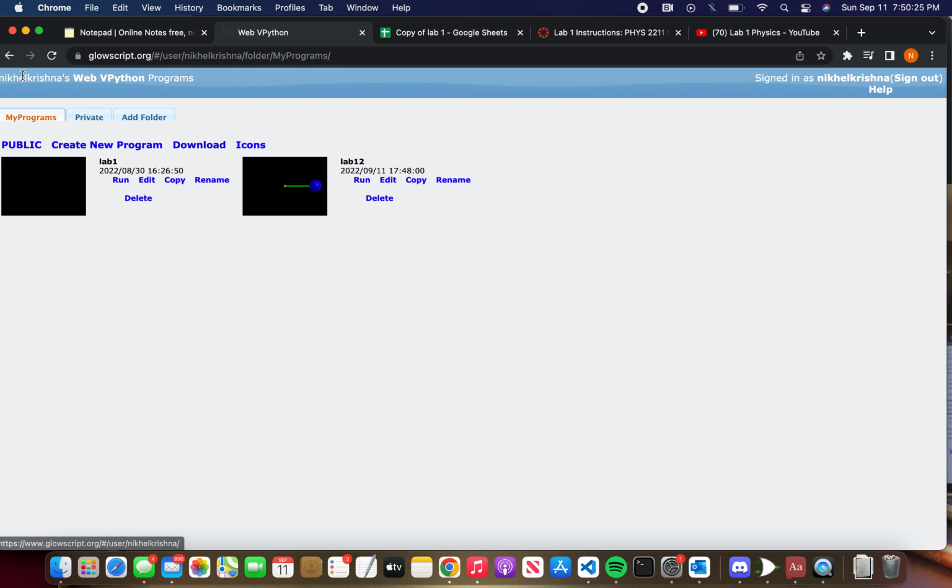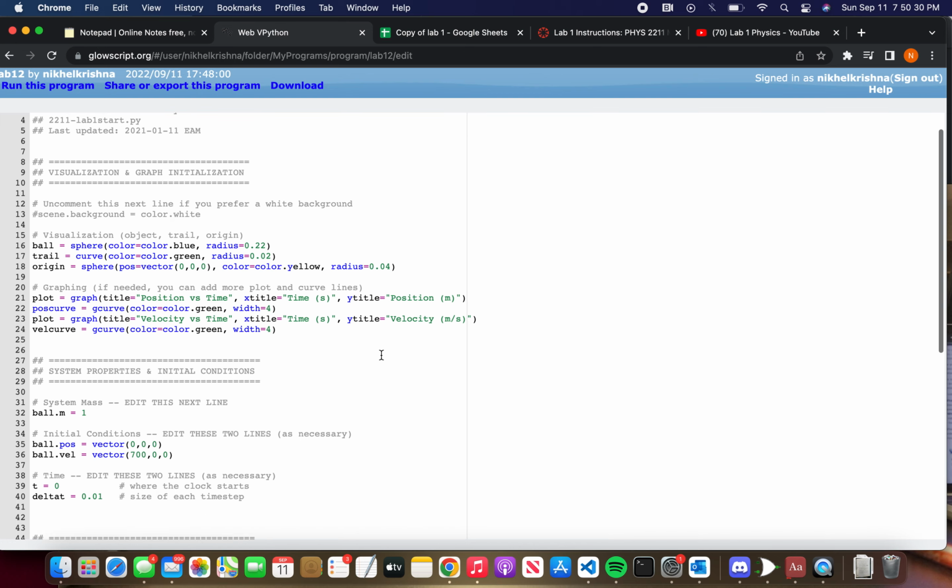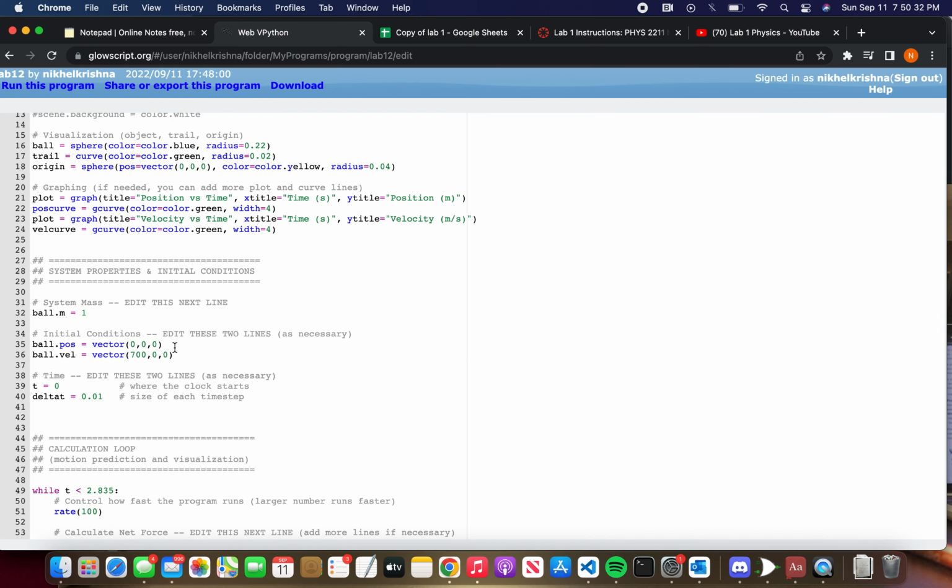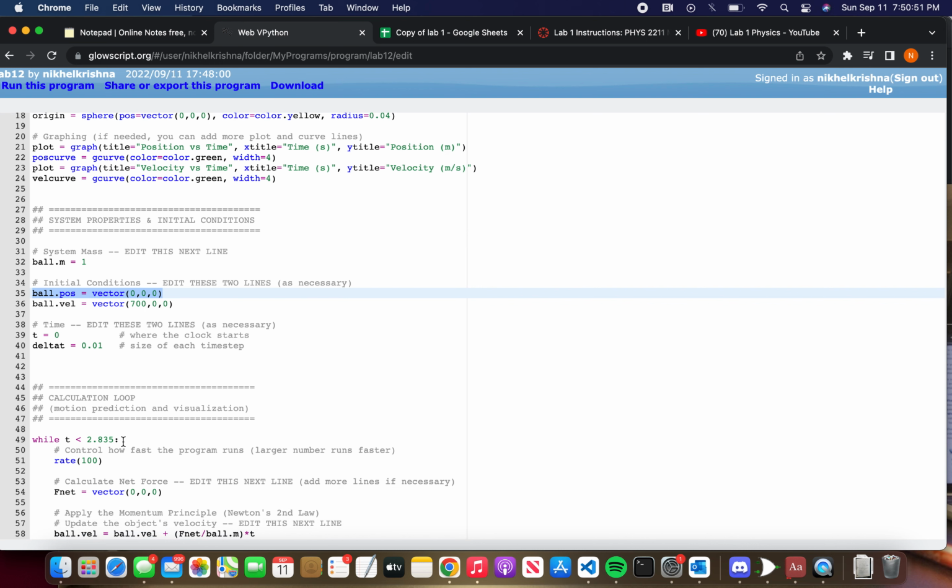So in our CloseScript program, we have our initial conditions, which is our initial position, which we created to be zero, although in Tracker it's a little bit less than that. Our initial velocity is the same average value we took from all the velocity vectors at every timestamp. Our calculation loop ends at 2.835 seconds, which was the length of time that the object moved.